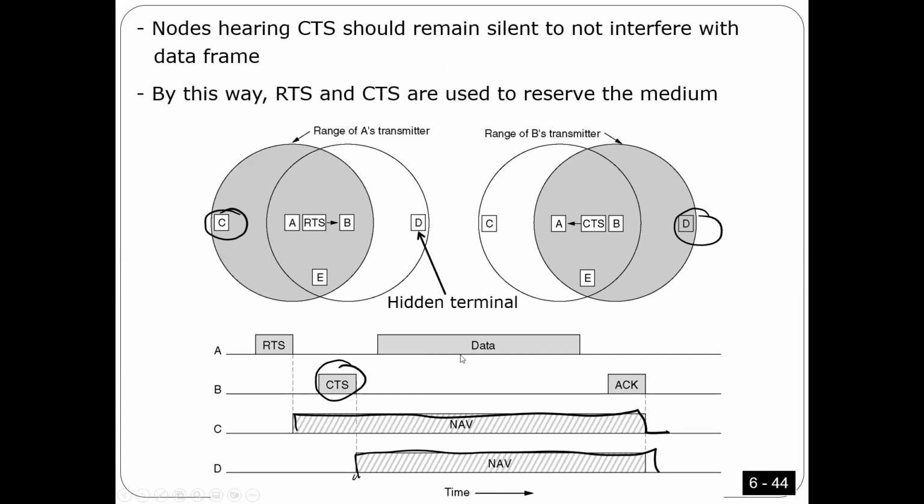Then I'm going to transmit the data, you receive the acknowledgement, and after that someone else can take the channel, or you need to send another RTS or CTS and so on. Any questions?